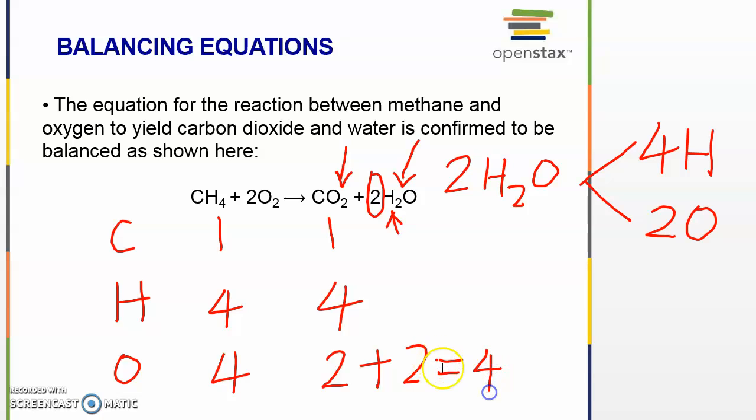Let's check again. For carbon, I have 1 on the left side and 1 on the right side. So carbon is balanced. For hydrogen, I have 4 on the left side and 4 on the right side. So hydrogen is balanced. For oxygen, I have 4 on the left side and 4 on the right side. So oxygen is balanced. Each element is balanced. So this equation is balanced.